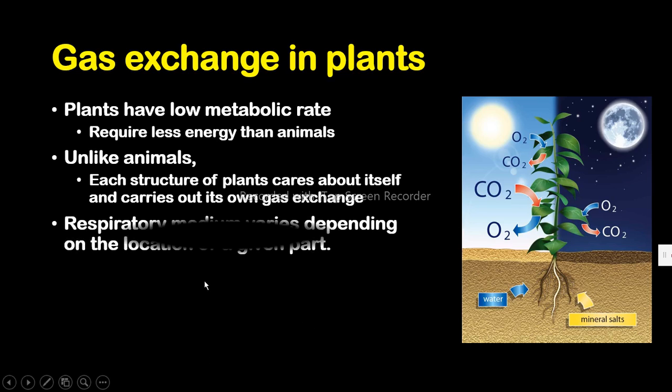So therefore, the respiratory medium varies depending on the location of a given plant. We have terrestrial plants and aquatic plants. They all have different respiratory media. Terrestrial plants obtain their air from air.